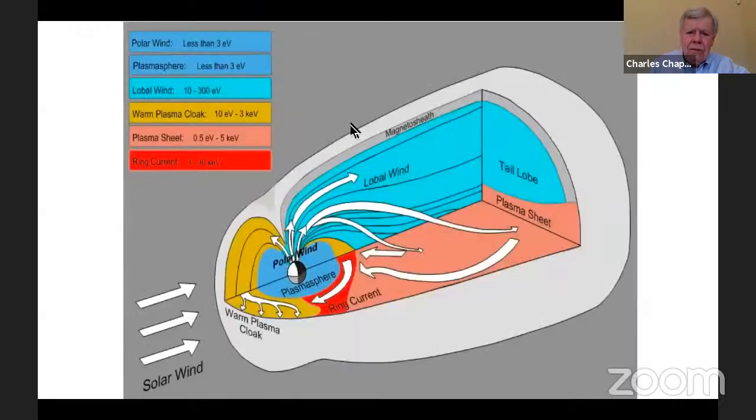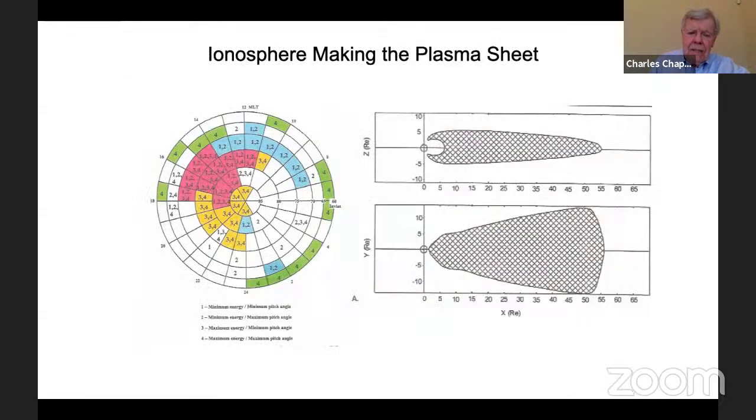And if you sum all of the outflow of polar wind and polar cusp, the energy, the densities that you get back here, the energies are a plasma sheet, and they are also the densities that you see.